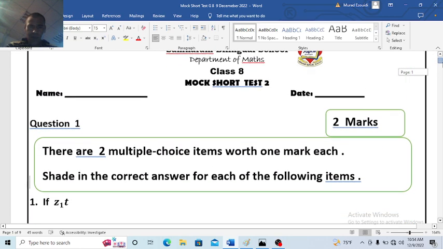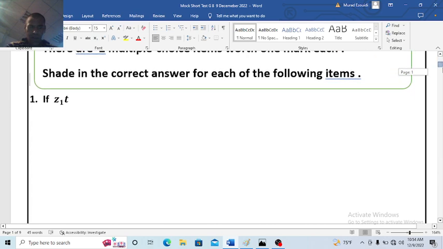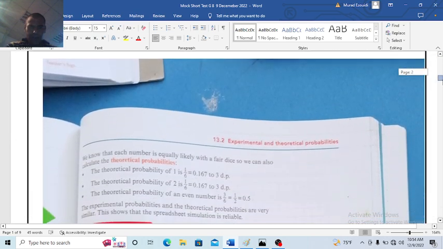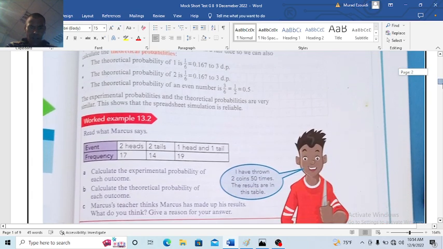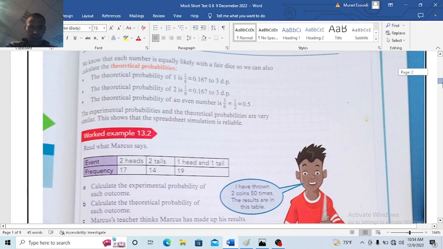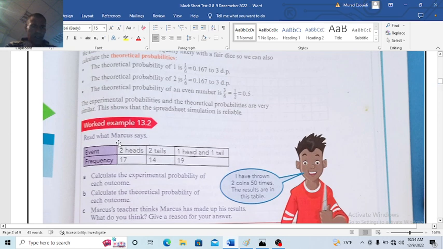Okay, class 8 mock short test 2. We'll start with question number 1. Here we have the experimental, we can say, start from the beginning. The theoretical probability of getting 1 is 1/6. The theoretical probability of 2 is 1/6. Also, the probability of an even number is a half, which is 0.5, because we have 2 and 4 and 6. We have 3 outcomes divided by the possible outcomes, 3/6 is a half.